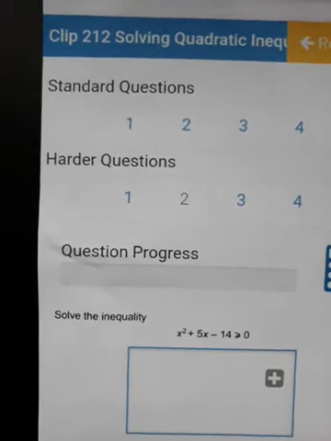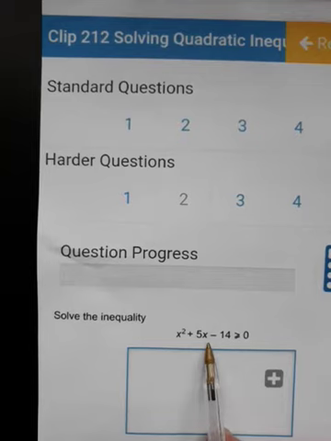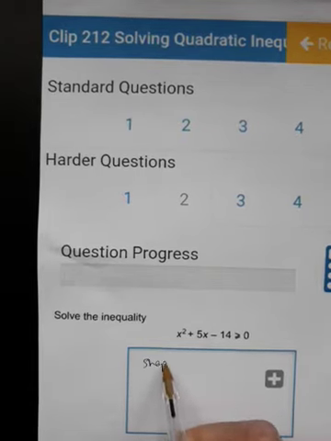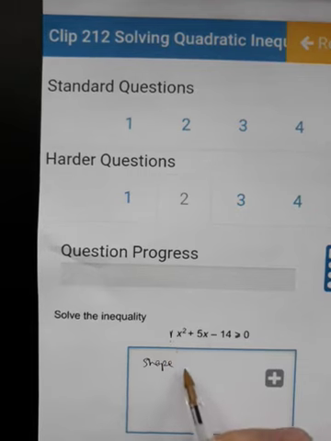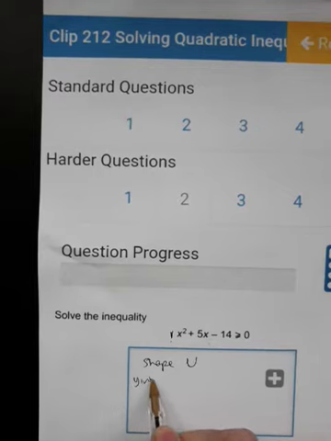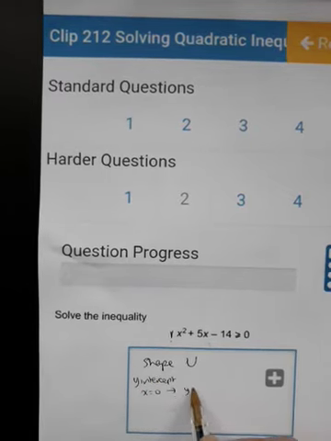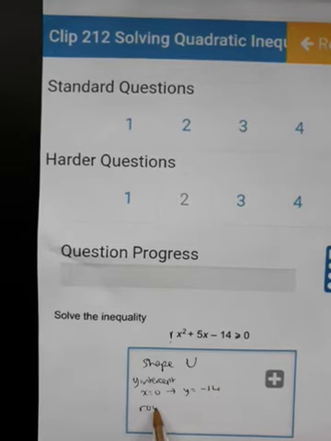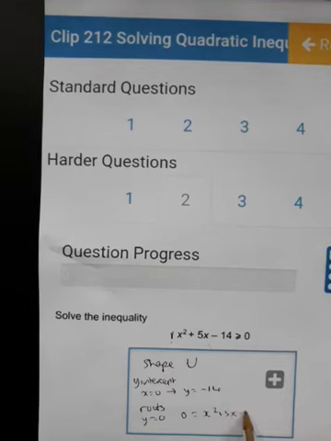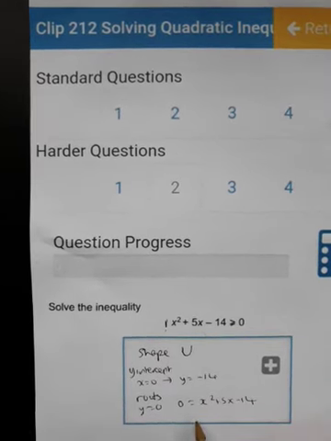If you've done a few of these, you know that we're going to have to plot this graph if we want to solve this, first of all. How do we plot it? Well, first of all, shape. The coefficient of x squared is 1, so we know it's a U shape. What else do we need to know? The y-intercept is when x equals 0. That will give us y equals minus 14. And the roots are where y equals 0, sorry. So 0 equals x squared plus 5x minus 14. So we solve that little equation there.